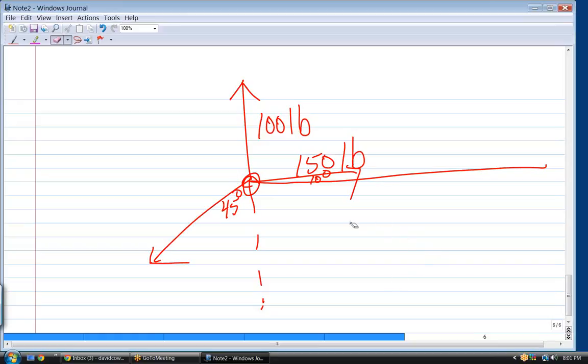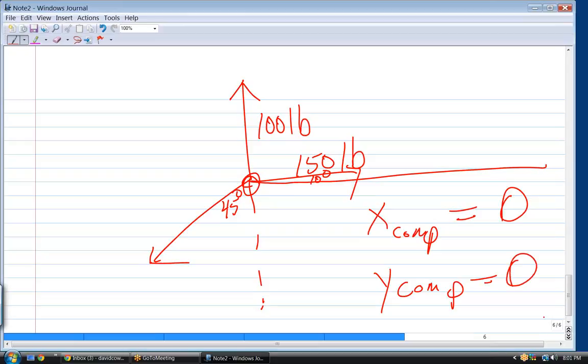In other words, all of my x components in this problem must be net 0, and all of my y components must be net 0. Because if they were not, that ball would be moving. If this guy were to double his force, the ball is going to go in that direction.